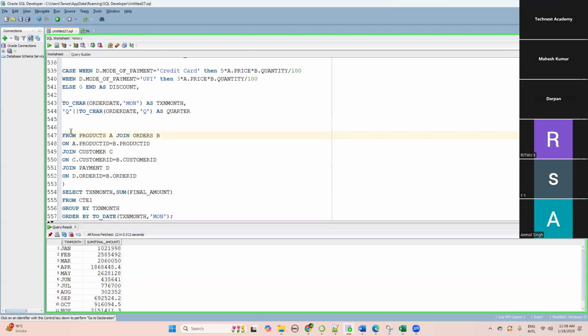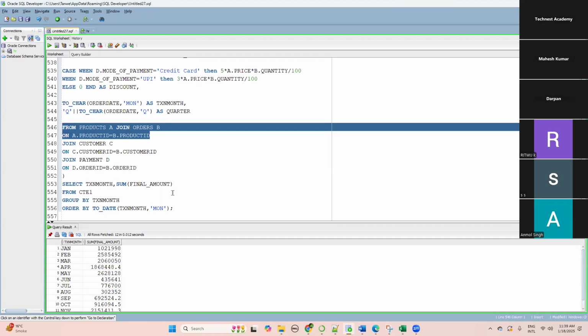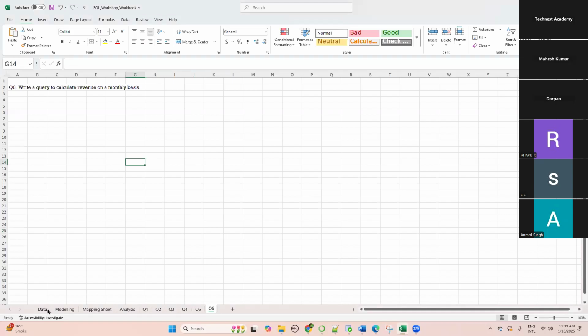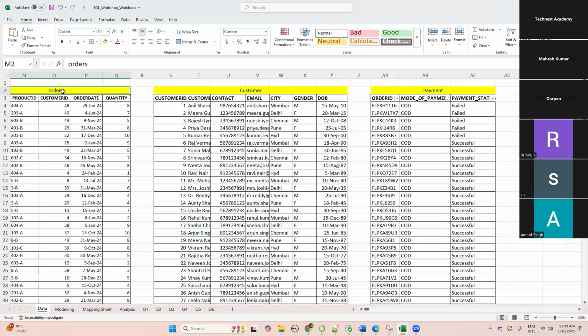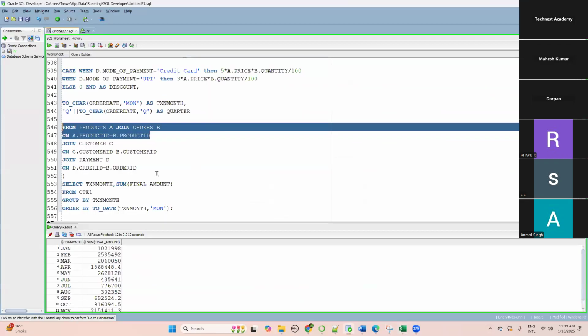So here we are joining the products table with the orders table based on product ID equals product ID. So here we have the products table and the orders table, and we are joining these two based on the product ID. Got it? This is the joining condition between these two.